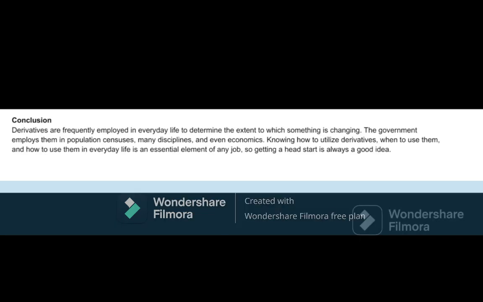To conclude, derivatives are applied not only in velocity and acceleration, but also in many aspects of life.